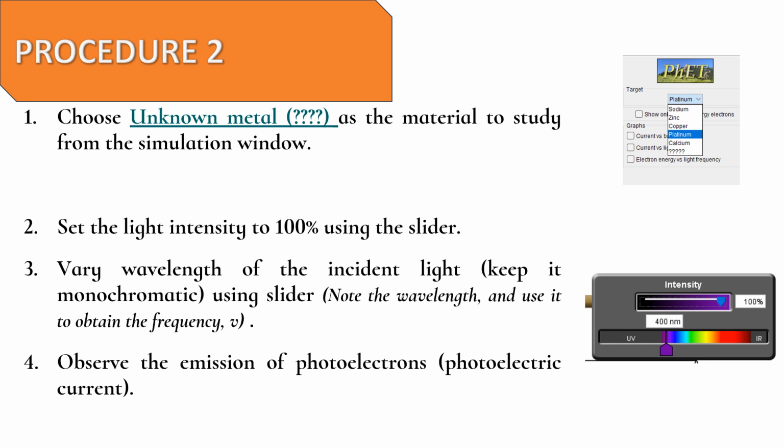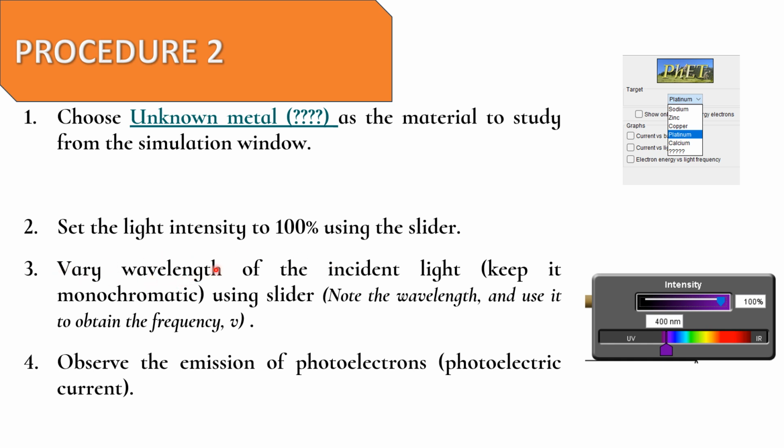here we are looking at procedure number 2. Under this procedure, we are to choose the unknown matter. Of course, the unknown matter is represented with a question mark here. Once that is chosen, set the intensity as usual, as earlier, to 100. That is also done here.